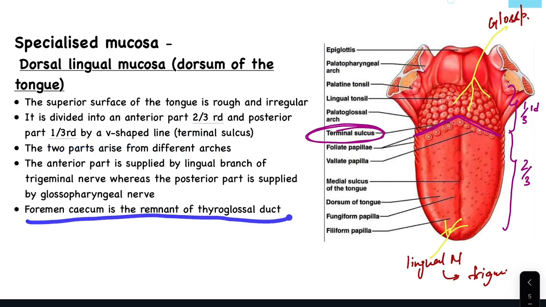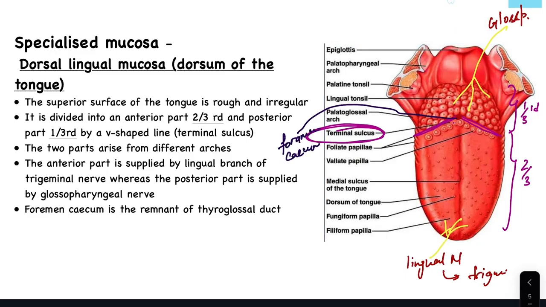And then the foramen cecum is the remnant of the thyroglossal duct. So remember, we have a structure over here on the sulcus terminalis, and that is called the foramen cecum. It must be highlighted over here. Okay, it's not mentioned, I'll just write it down. There's a structure over here. This is called foramen cecum, and that is the remnant of the thyroglossal duct.